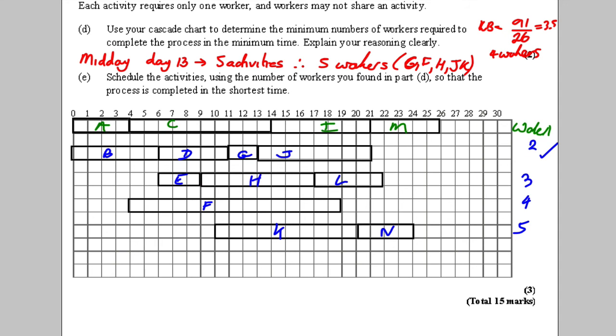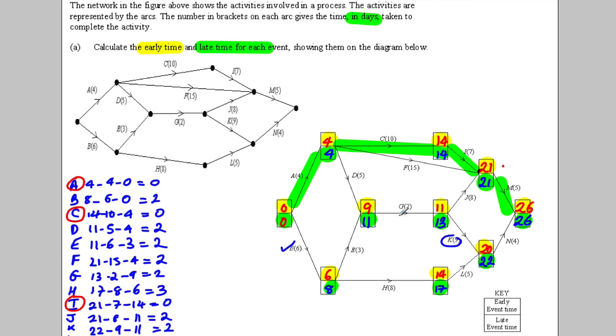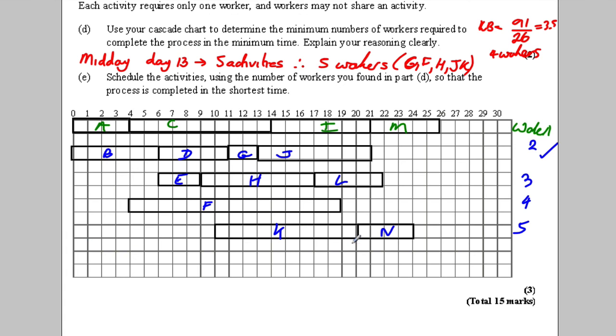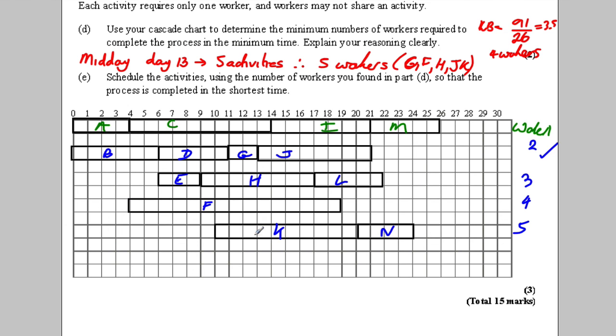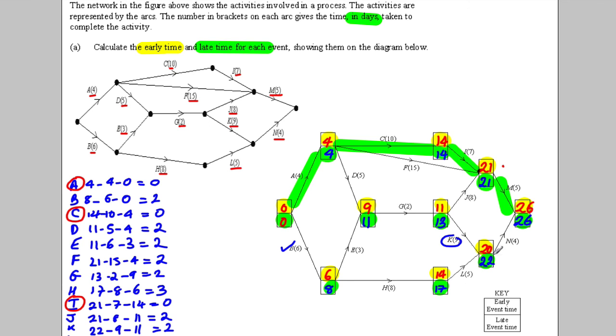Can H happen after E? Going back here, can H happen after E? Well, there's nothing saying it can't. H can happen after E has already happened. And can L happen after H? Well, L is after H, so that's absolutely fine. And the last one, F is on its own. And can N happen after K? Can N happen after K? Yes, it certainly can.